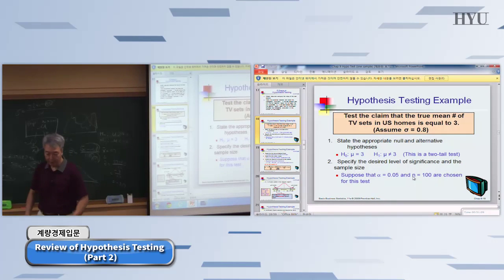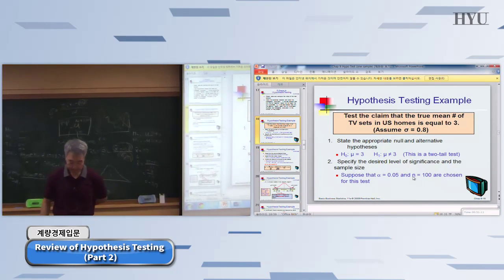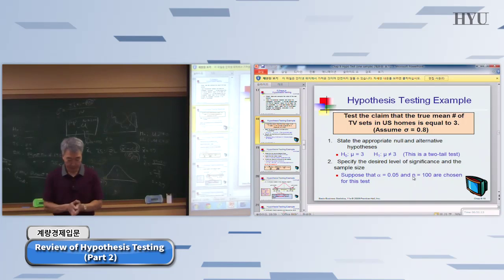All right, so here's an example. Somebody claims that the average number of TV sets in American homes is 3. And let's say we know the population standard deviation in this case. Let's say it is 0.8. Then how do we run this test? You have to set up the null and alternative hypothesis that way.